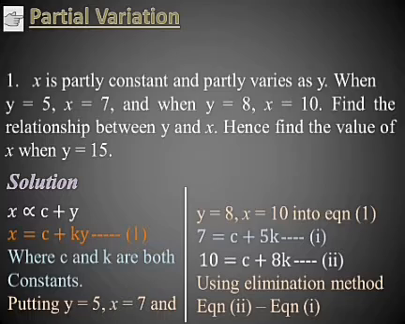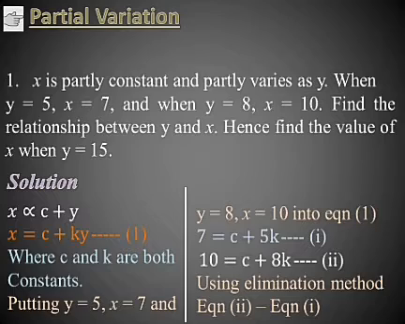Here, from the first statement, x is partly constant and partly varies as y. In order to solve this mathematically, replace the proportionality sign with an equal to and introduce a constant k. So you'd have x is equal to c plus ky. Call this equation 1, where c and k are both constants.